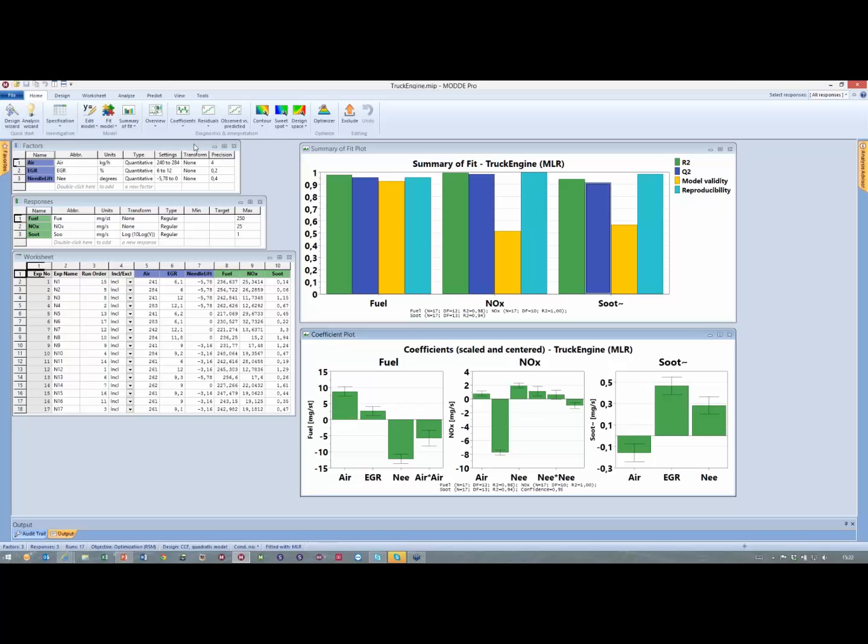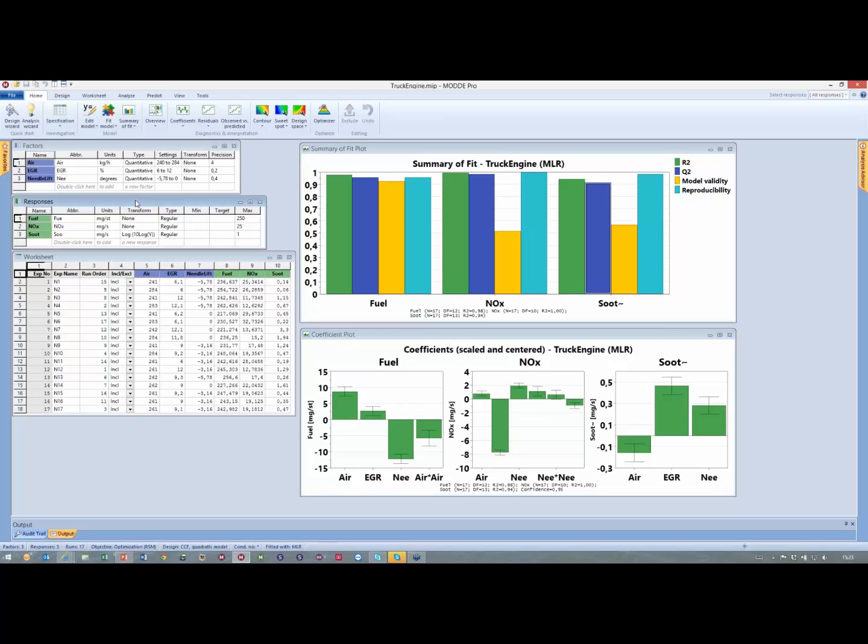But you can see here that we have defined the factors. We have air, EGR, and needle lift, and there are the settings, and there are also some precision estimates that are known by the engineers. These represent the uncertainties in the factors around the nominal value, and that is one source of uncertainty that can be taken into account in the Monte Carlo simulations.